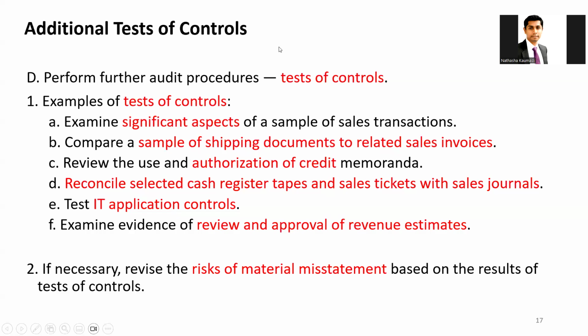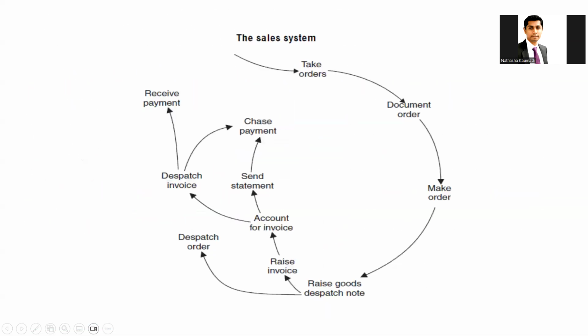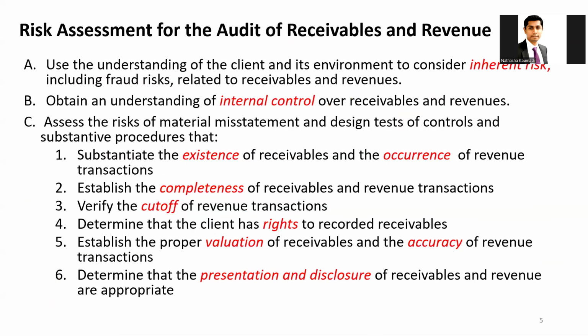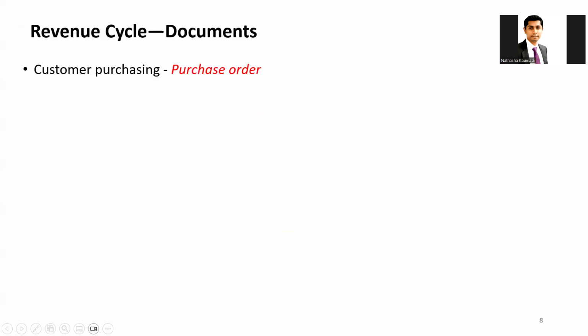Now, I was telling you that you need to understand the controls. You need to check the design effectiveness. You need to check the operating effectiveness. And you are testing the controls, test of controls. We were talking about letters, right? We were talking about ABC. A is trying to understand the client and environment. So we did that. And then we understood the internal controls, what are the controls they have. And then we assess the risk and we design test of controls and substantive procedures. Those are A, B, and C.